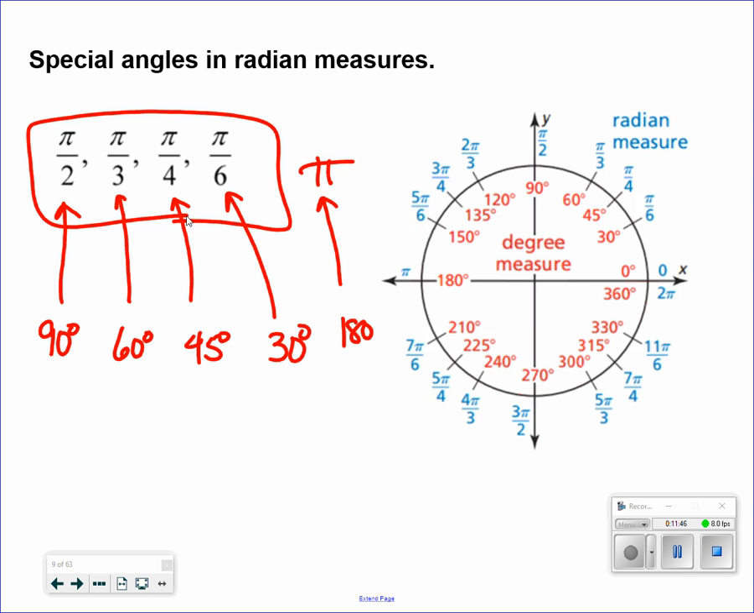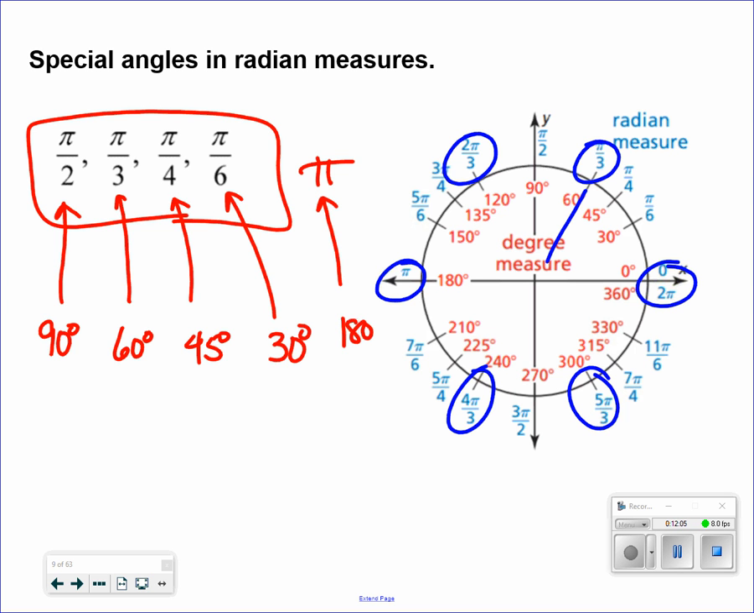I'm going to circle it as we go. So pi over 3, 2 pi over 3, 3 pi over 3, 4 pi over 3, 5 pi over 3, and 6 pi over 3. Notice you're dividing up the circle into 60-degree increments. So every single time, here's 1, 2, 3, 4, 5, 6. You're dividing up the circle into 60-degree increments.